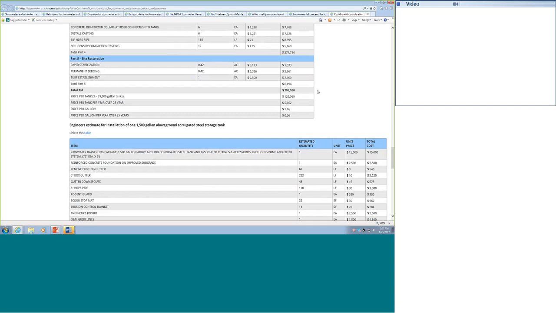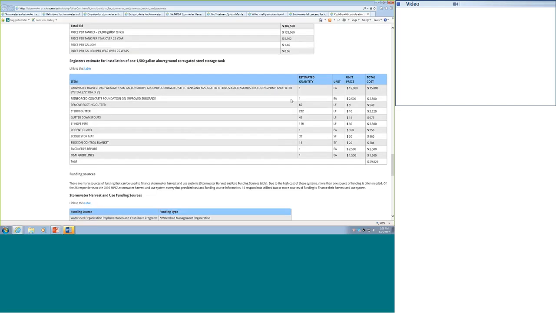So you can see the total cost for this system was $390,000. And if you go price per gallon, about $1.46. So that's within that $1 to $3 range. That's just an example.